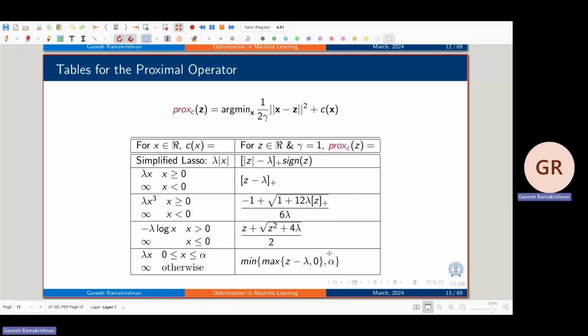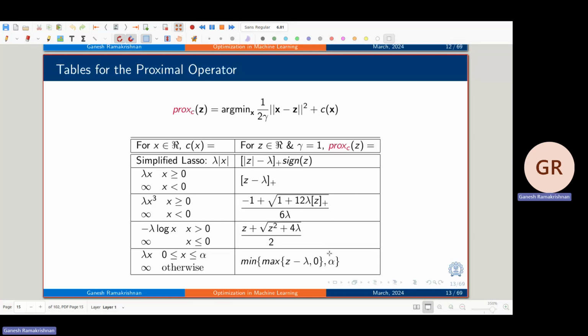The last one is interesting because you are having lambda x as a penalty, right? The lambda x penalty when x is between 0 and alpha. Now if you look at the solution, what is it doing? It's saying that the solution cannot exceed alpha, right? If you look at this entire thing, min of max of z minus lambda comma 0 comma alpha, so it cannot exceed alpha, which is what we wanted, right? It's infinity otherwise, so you should not let it go to infinity, and that's the max value.